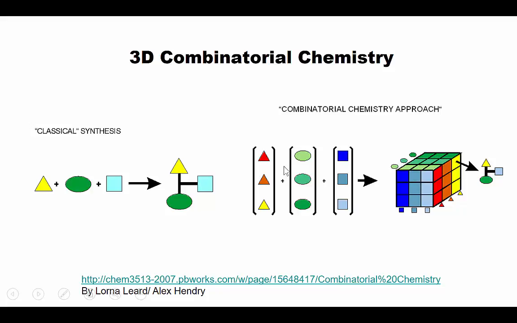Now in this case, each component is 10 by 10 by 10. How many total products can you make? Yeah, that's 1,000 molecules. So if you think about the speed of synthesis, if you can build 1,000 molecules very quickly, then you have very high potential to apply to your studies.